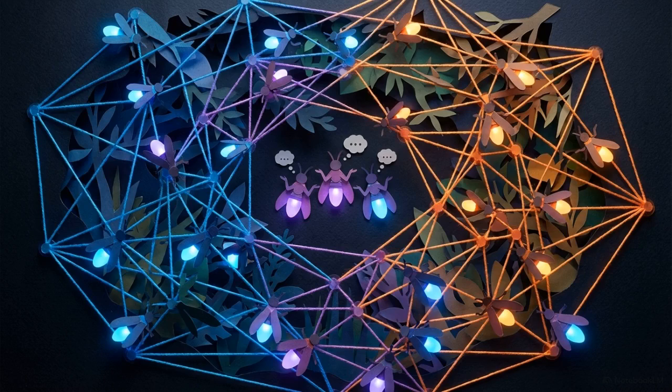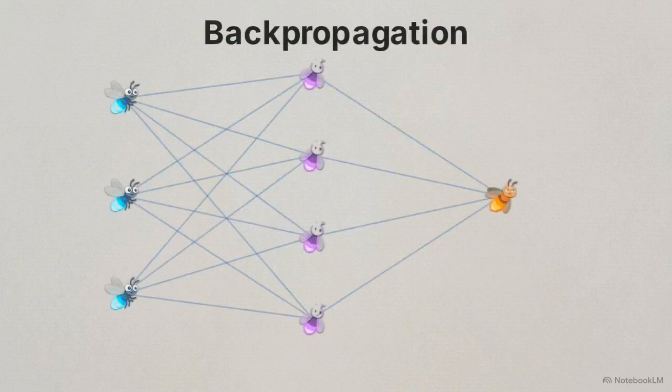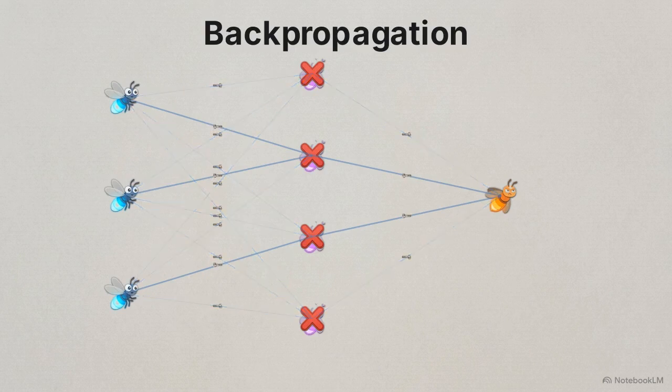But with so many fireflies, how does the team know which specific strings caused the wrong answer? They use backpropagation. The error signal moves backward from the output firefly, tracing the path to find which connections to blame. During this backward pass, fireflies adjust the tension, or weights, on their strings. They loosen bad connections and tighten ones leading to the right answer.